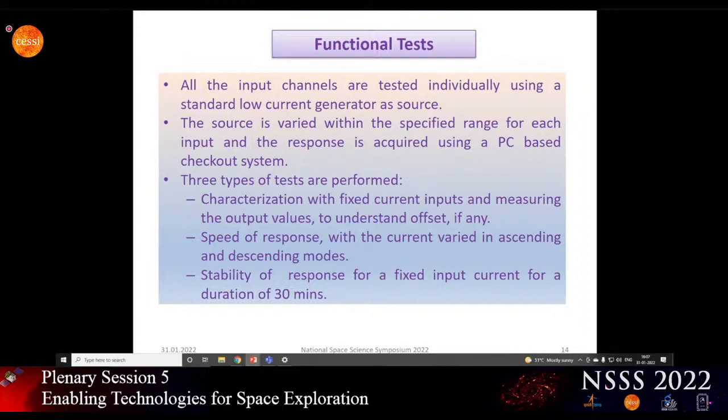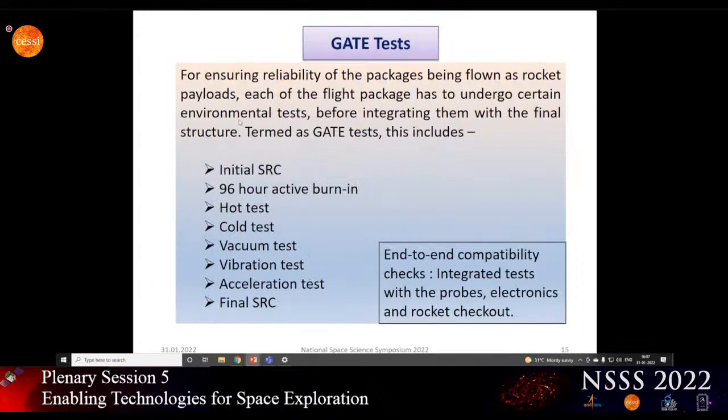Following the functional test, we have to take it through a set of environmental tests, which is called the gate test. This ensures the reliability of the packages that are to be flown in the sounding rocket. The package has to qualify the gate test before getting integrated to the final rocket. The gate test involves a series of tests, which is called the initial SRC, or the standard room condition test, and a 96-hour active burn-in.